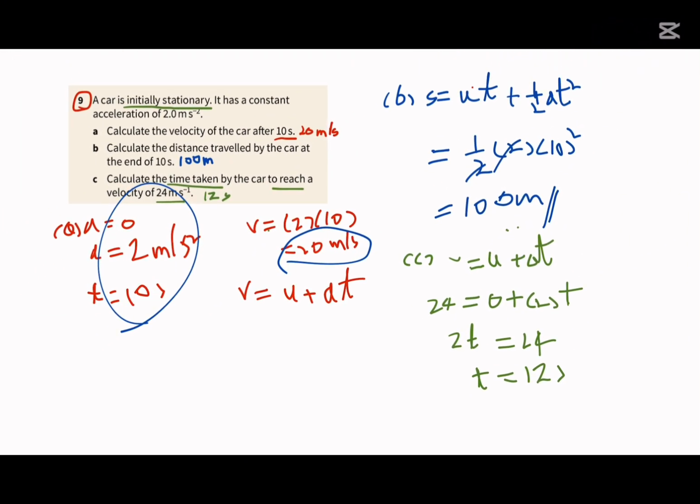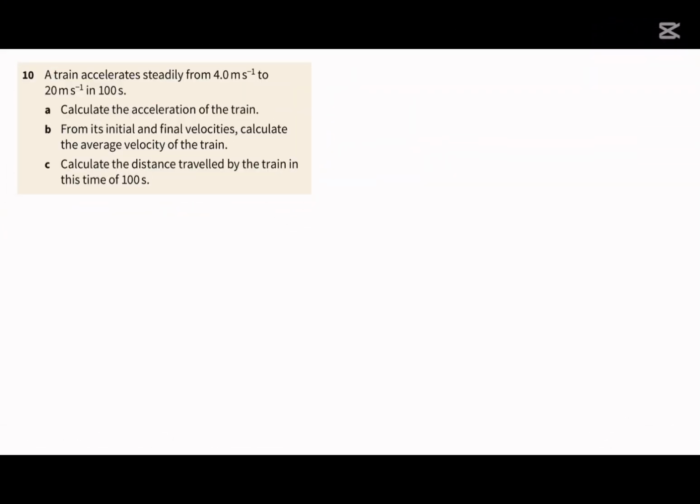Okay, so let's move on to the second question. Okay guys, this is question number 10, or question number 2 in our case. Let's read the question. The train accelerates steadily from 0 meters per second to 20 meters per second in 100 seconds. Calculate the acceleration of the train. So we just use the normal a equals v minus u.